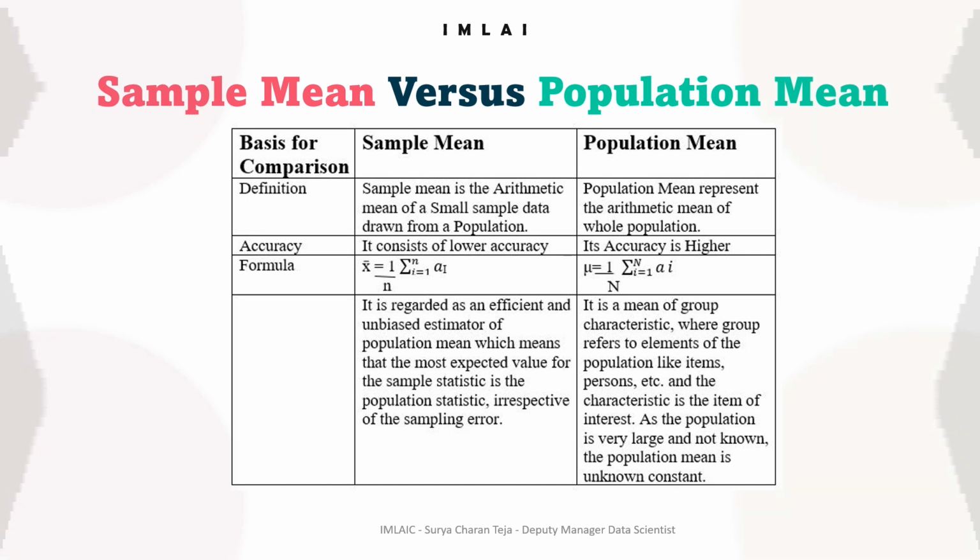Okay. And accuracy, sample mean will have a lower accuracy obviously, whereas population mean will have a higher accuracy because sample is just one subset of the population.